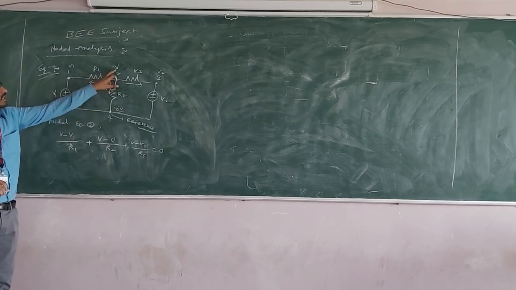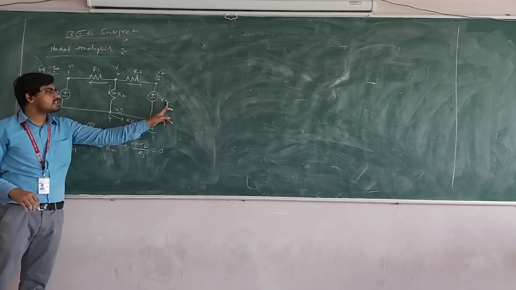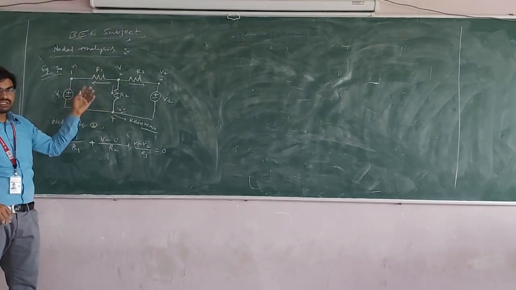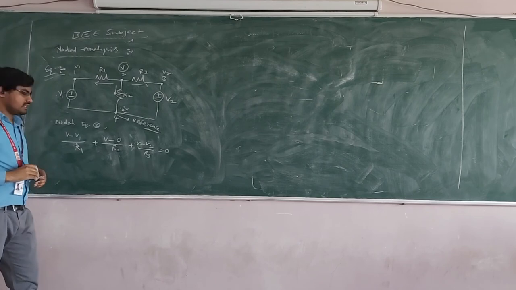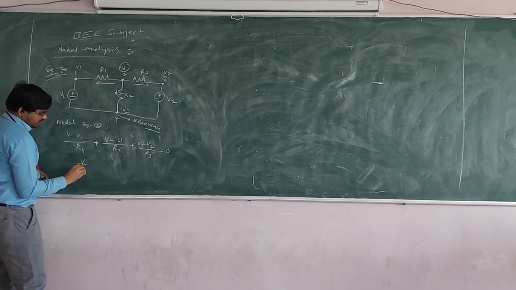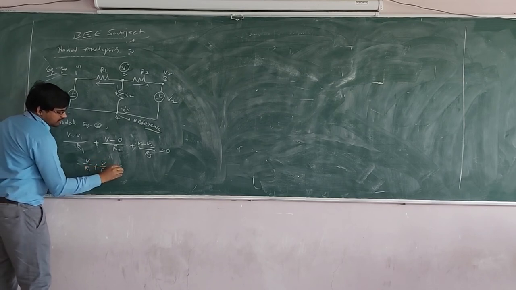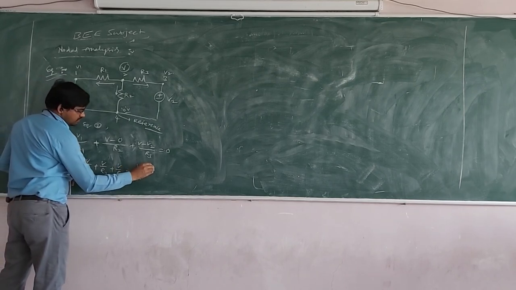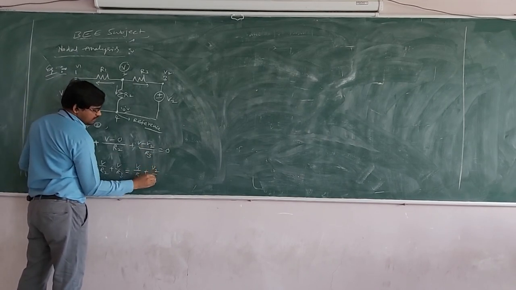So we don't know the value of V here. All the remaining values are already given in the circuit. V1, V2 are the source voltage values, and R1, R2, R3 are the circuit resistance values, already given. So the only unknown term is V, and we can calculate that V from this expression. First separate the V terms: V by R1 plus V by R2 plus V by R3. All the remaining terms we send to the right hand side: V1 by R1 plus 0 by R2, which is 0, and V2 by R3.